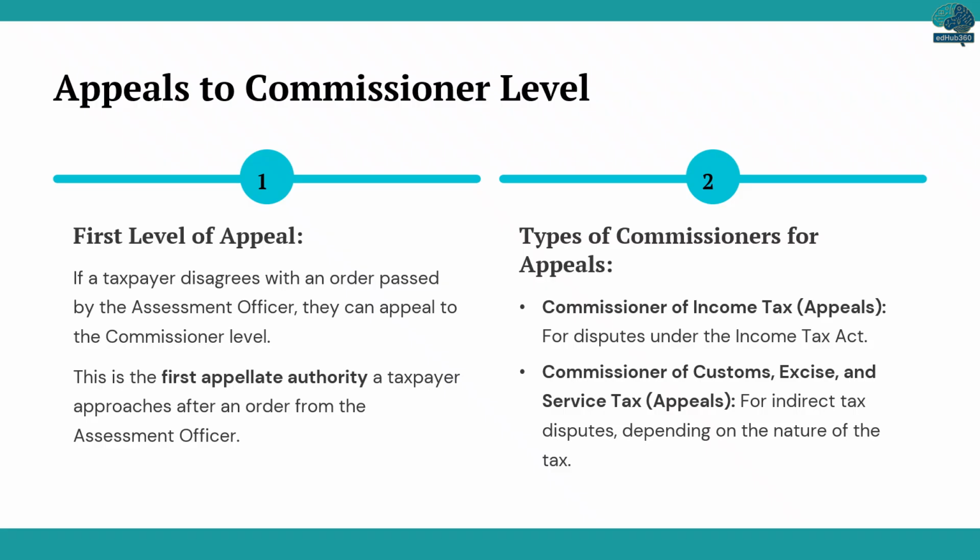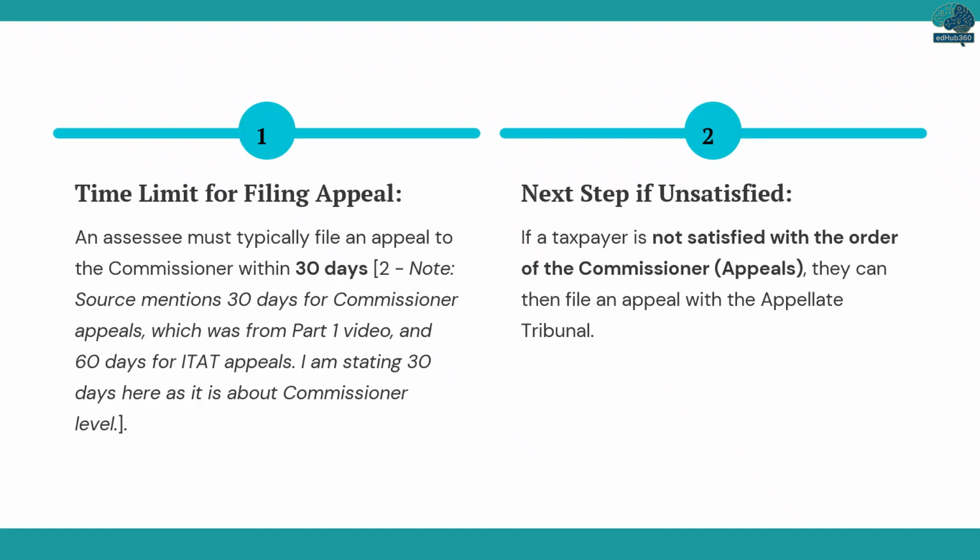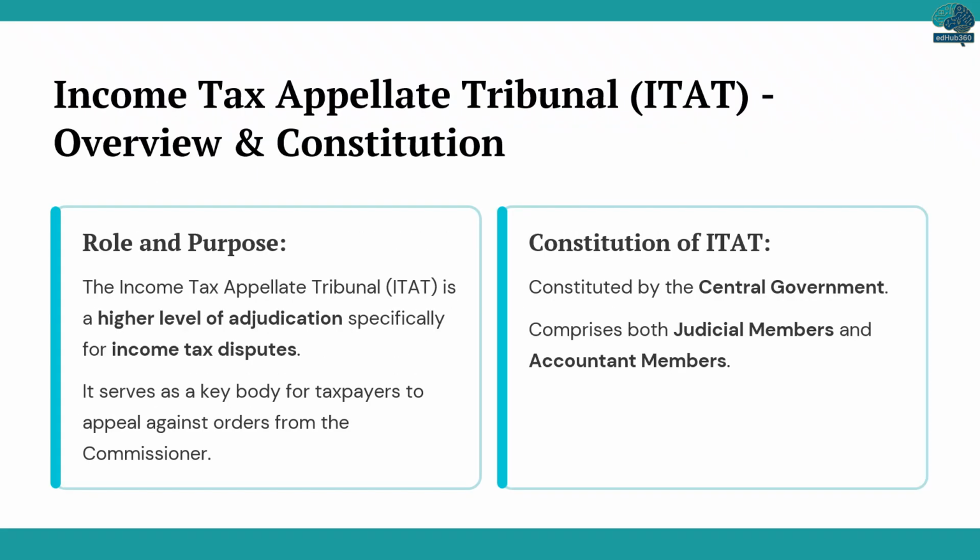If you're not satisfied with the commissioner's decision, the next step is to file an appeal with the Appellate Tribunal. For income tax disputes, this brings us to the Income Tax Appellate Tribunal, or ITAT. This is a higher level of adjudication, specifically for income tax matters, acting as a crucial body for taxpayers to appeal commissioner orders. The ITAT is constituted by the central government and includes both judicial members and accountant members.